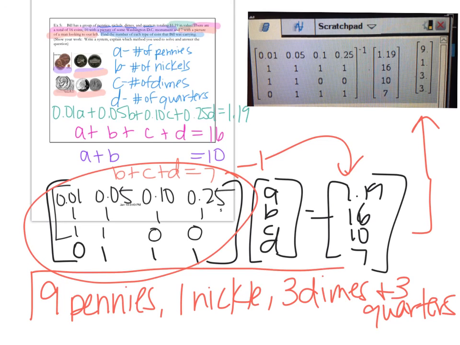And that's all you need to know. You could replug that into the problem to make sure it all makes sense, but it should make sense. So good luck with the extra credit.